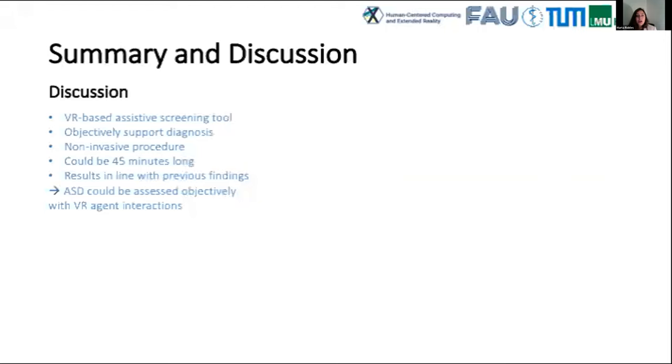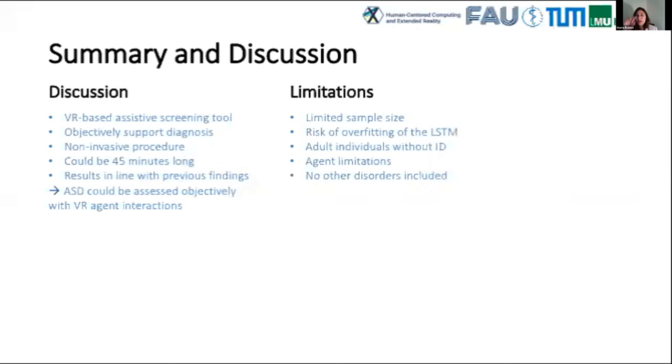As a summary and discussion, our virtual reality-based system could help objectively support the diagnosis of autism. Our procedure is not invasive, and we calculate that it could be done in 45 minutes, more or less. Our results are in line with previous findings. But of course, our results cannot be blindly generalized and have some limitations, such as the sample size, which poses the risk of introducing overfitting in the neural network. Future research should include a wider age range, because here we only tested adults, and also different cognitive styles, because we only had adults without intellectual disability.